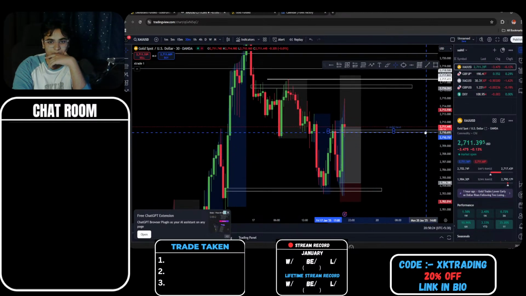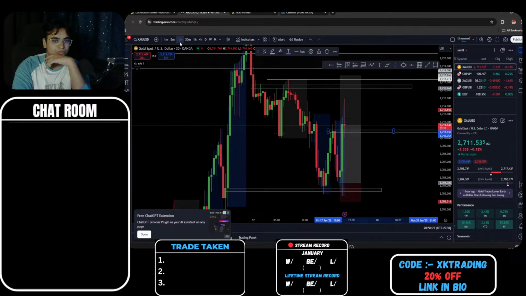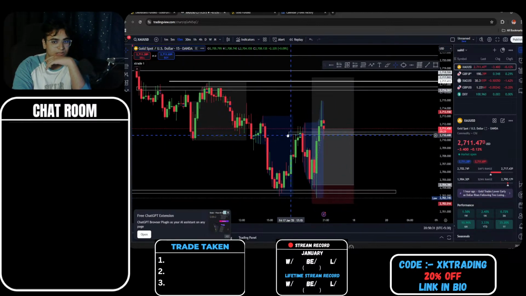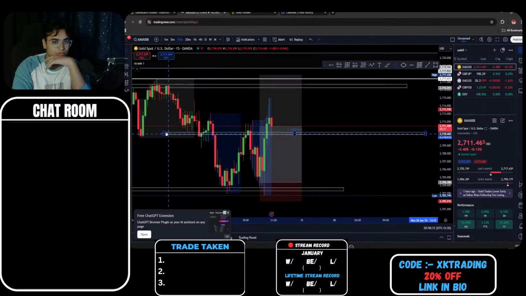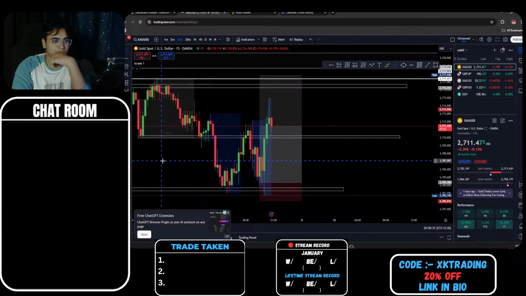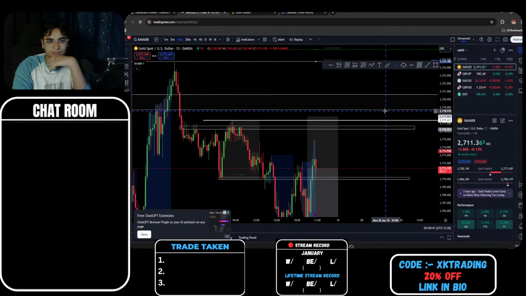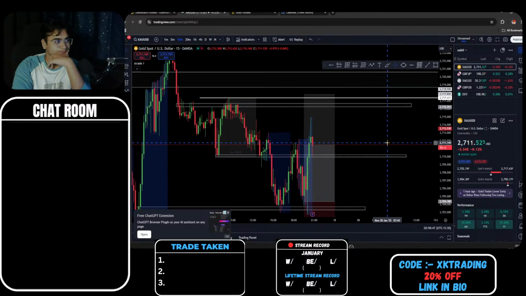But to be honest, we did break the high here, right? So eventually we are still in the uptrend. We did break this high, so we are in an uptrend. All we are doing right now is a pullback. So as long as we are good with the pullback, at 2719 it can reverse. Yes, that is the zone I have marked as well.